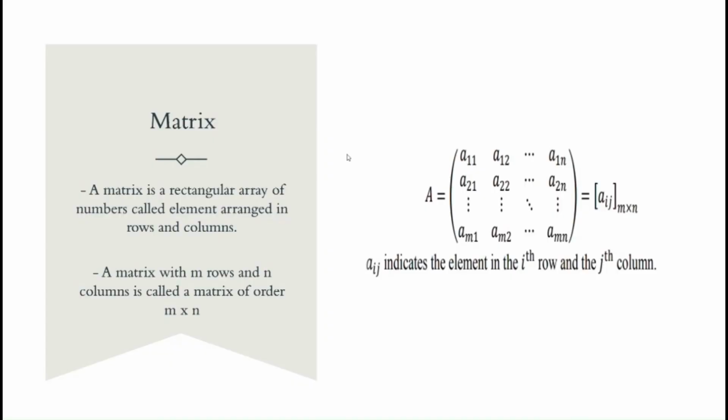Before we proceed to the row echelon form and the reduced row echelon form, I want to revise with you all the concept of a matrix. A matrix is a rectangular array of numbers called elements, arranged in rows and columns. A matrix with m rows and n columns is called a matrix of order m×n.